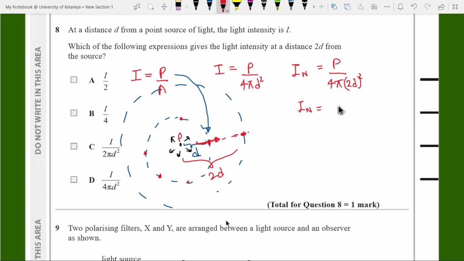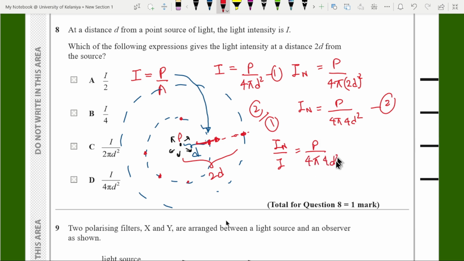If you simplify this, you will get P over 4 pi 4d square. Then I'm going to divide, so we are going to find In over I. This is equation 2 and this is equation 1. I'm dividing equation 2 by 1. So In over I is equal to P over 4 pi 4d square, and you have to take the reciprocal of the first one, so 4 pi d square over P. Then P will be cancelled out. That's why I told you not to worry about that. 4 pi and d square also will be cancelled. Then the new intensity is equal to I over 4.